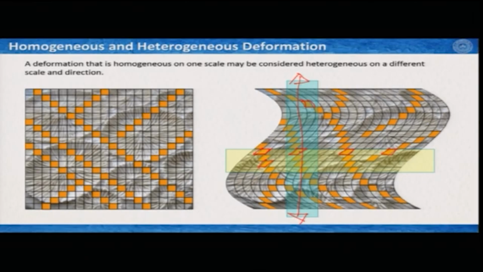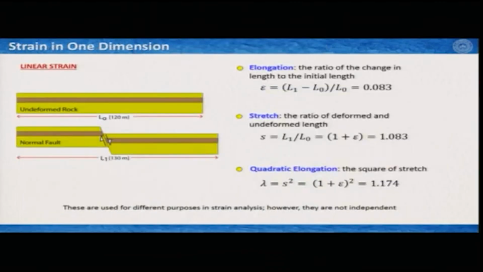So it does not matter how heterogeneous your deformation is, it is always possible to discretize it in small areas and understand that in terms of homogeneous deformation. That makes life easier for analyzing the deformation and also for mathematical descriptions. So strain in one dimension, as it is one of our topics, we will first understand in terms of one dimension, then we will go to 2 dimensions, and then in the next lecture we will learn in 3 dimensions.